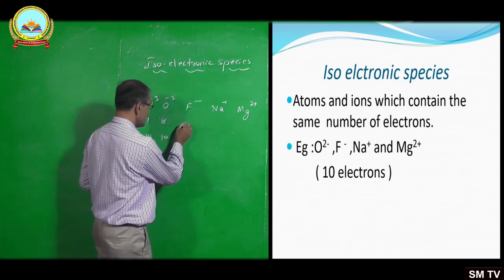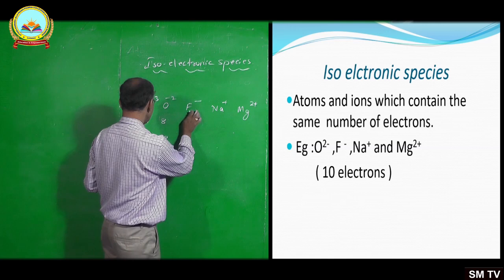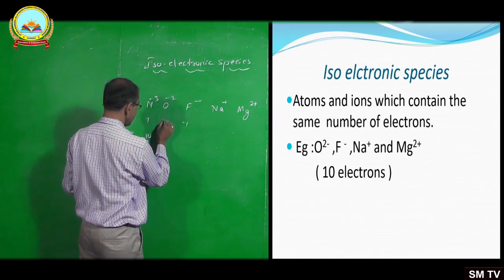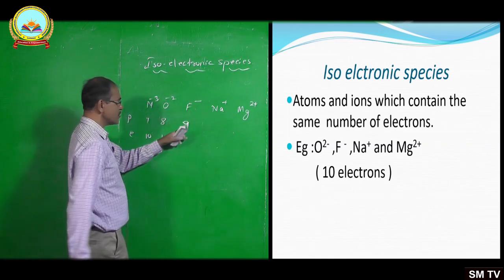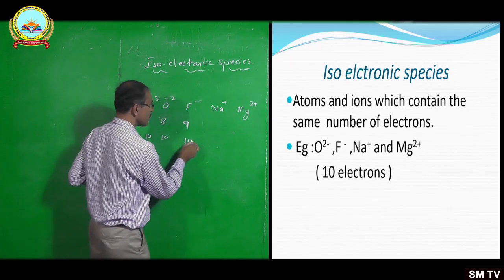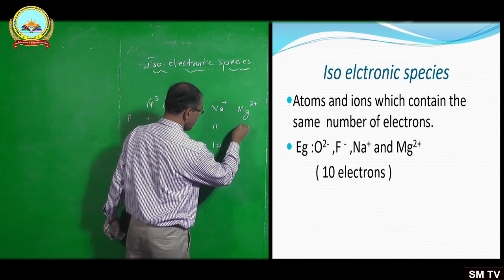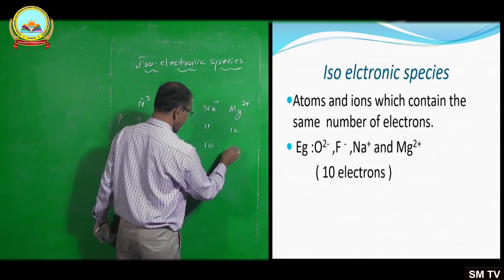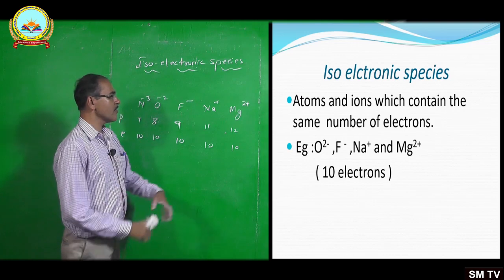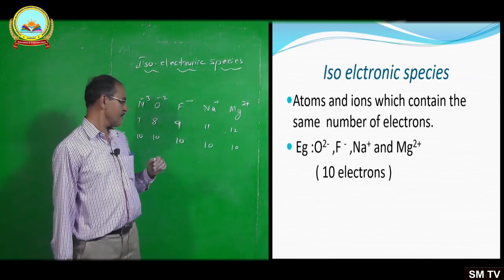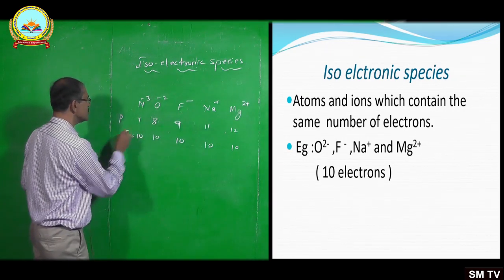F minus, 9 protons in the nucleus, 10 electrons. Sodium, 11 protons, 10 electrons. Again for magnesium 2 plus, protons are 12, again 10 electrons. These are the number of electrons.